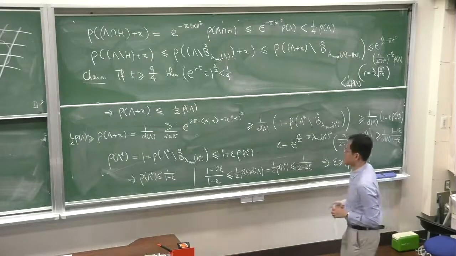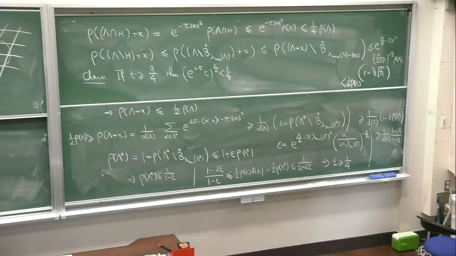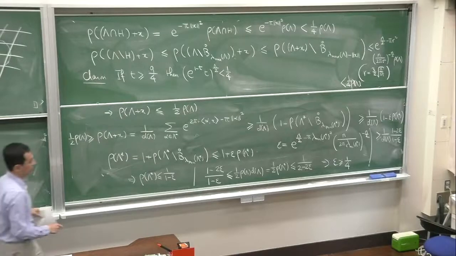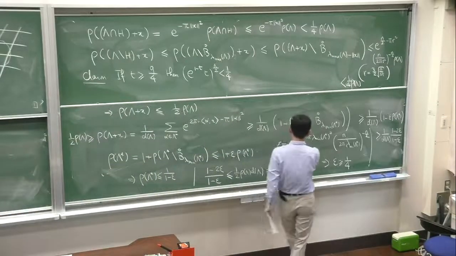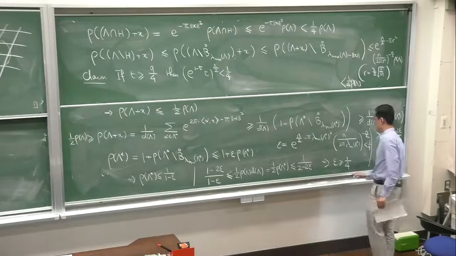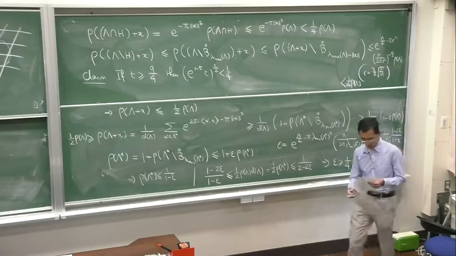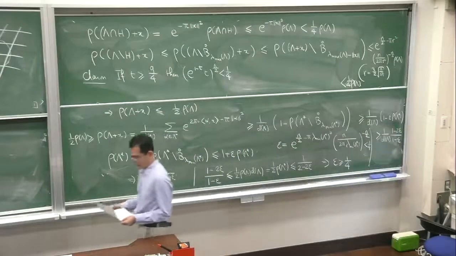And then you have some contradiction, because you know that lambda min is at least this thing, and therefore epsilon like this should be smaller than 1/4. And then you have a contradiction. So that gives you the proof.